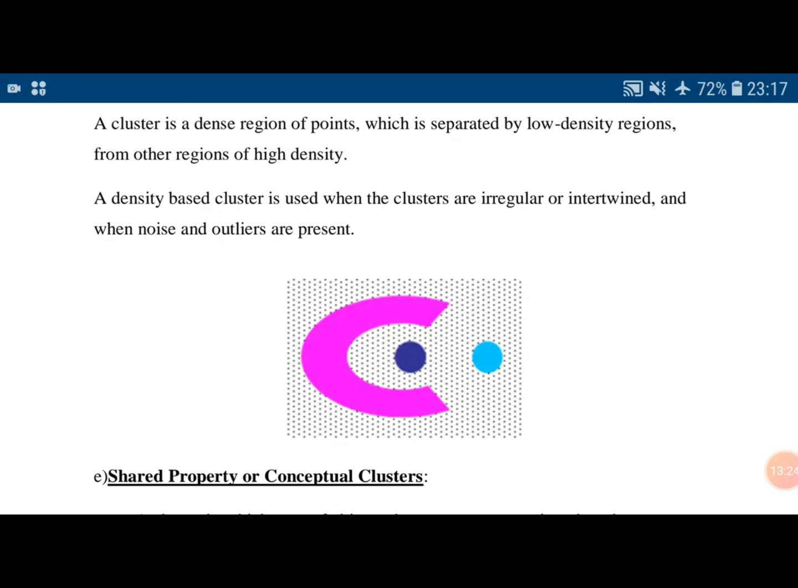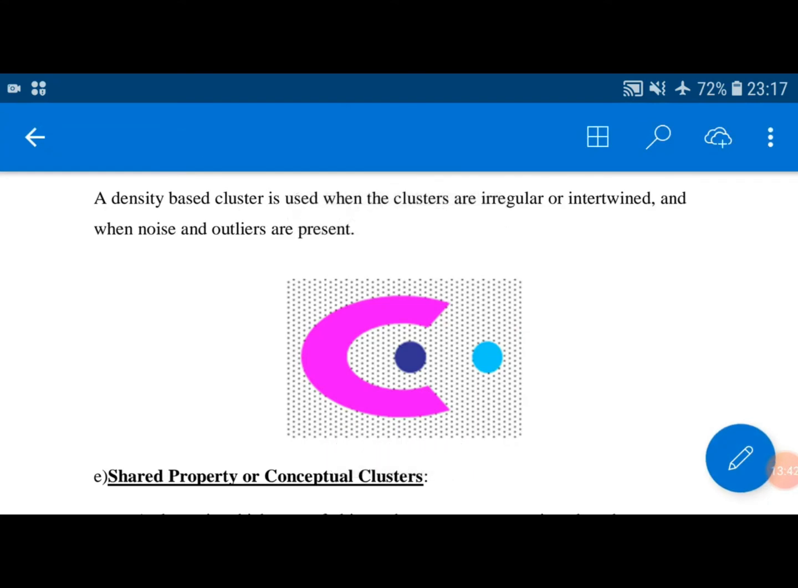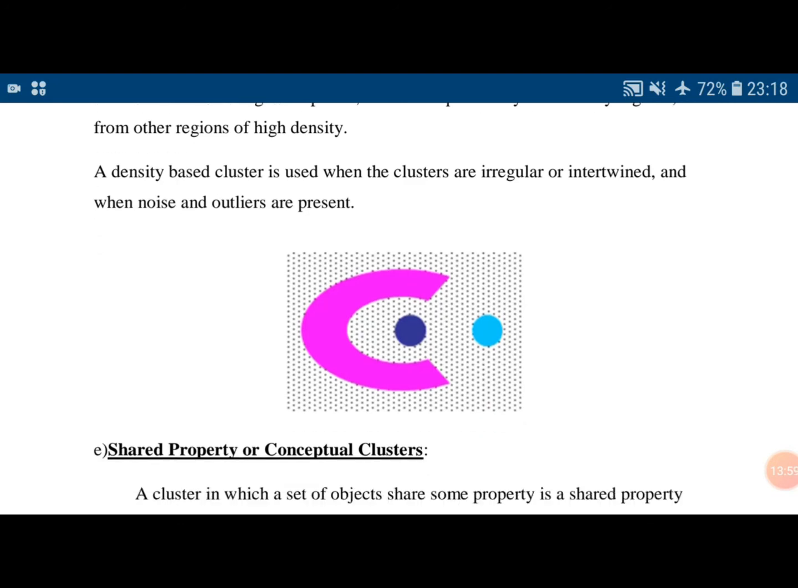So here the density is nothing but the number of points within a particular space. High density means the number of points in that particular region is very high. Low density region is nothing but the number of points are less compared to the high density region. A density based cluster is used when the clusters are irregular or intertwined and when noise and outliers are present. Okay, so that is about the density based clusters.